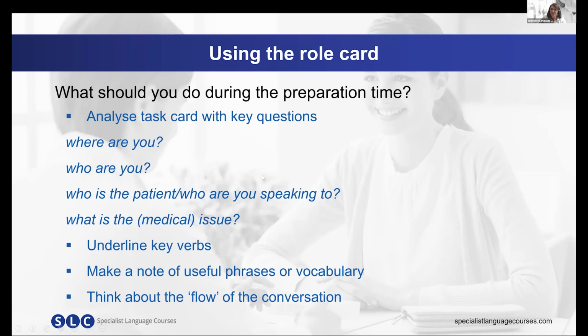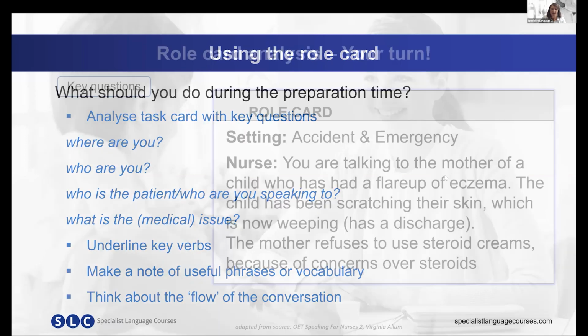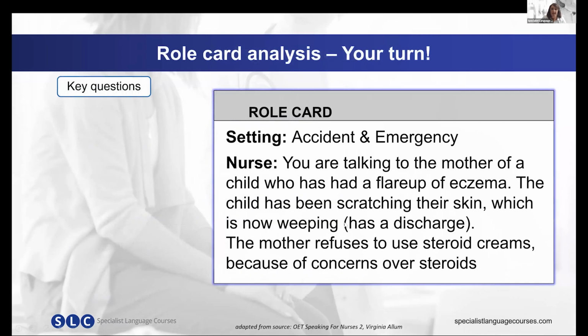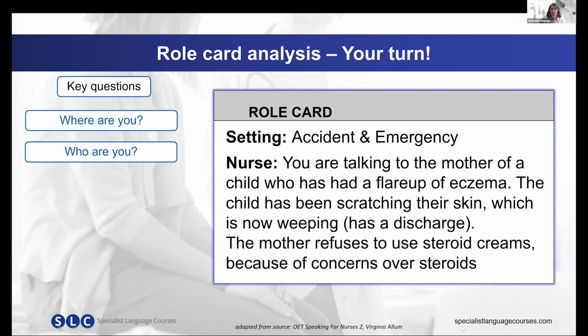So let's practice together. So we have a role card here. We have an extract from the role card, and we're going to ask ourselves these key questions. So I would like you to answer the questions in the chat, please. So the first question is, where are you? Okay, so type in the chat. Excellent. So you're in A&E. You're in accident and emergency. Very good. The next question is, who are you?